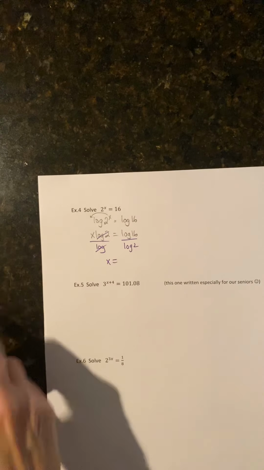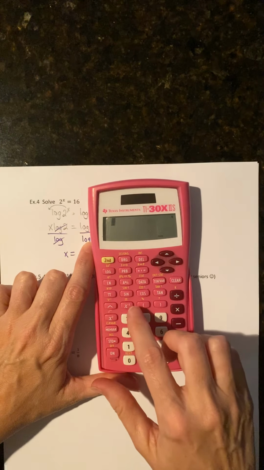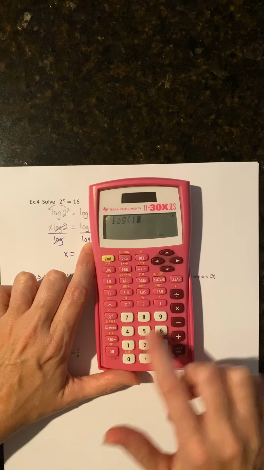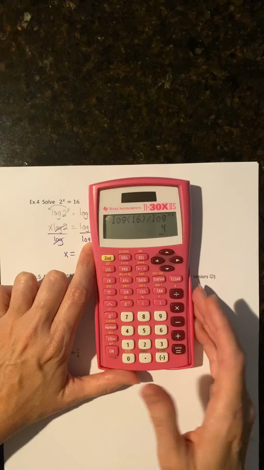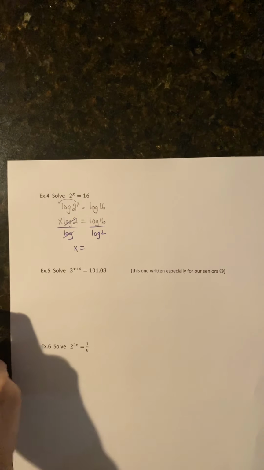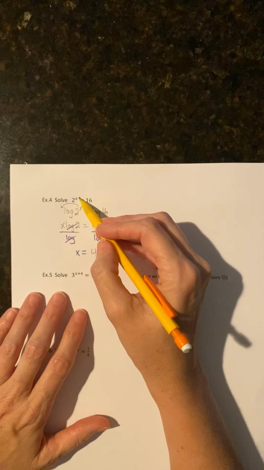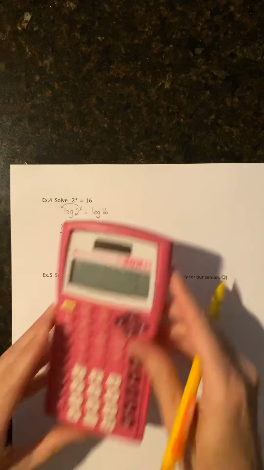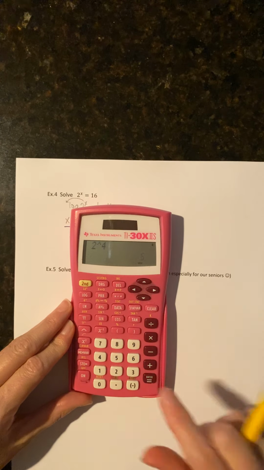And this is just a normal one. One thing on the bottom, one thing on the top. Log 16 divided by log 2, you get 4. See, 2 raised to the 4th power gives you 16. You can check that.